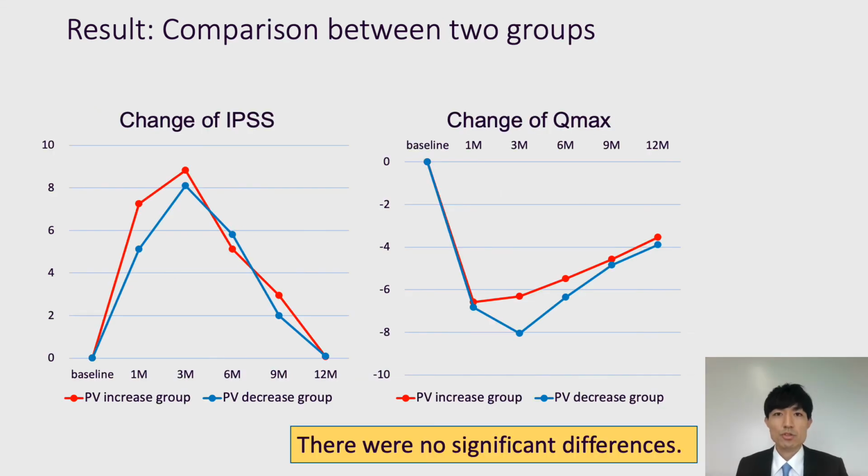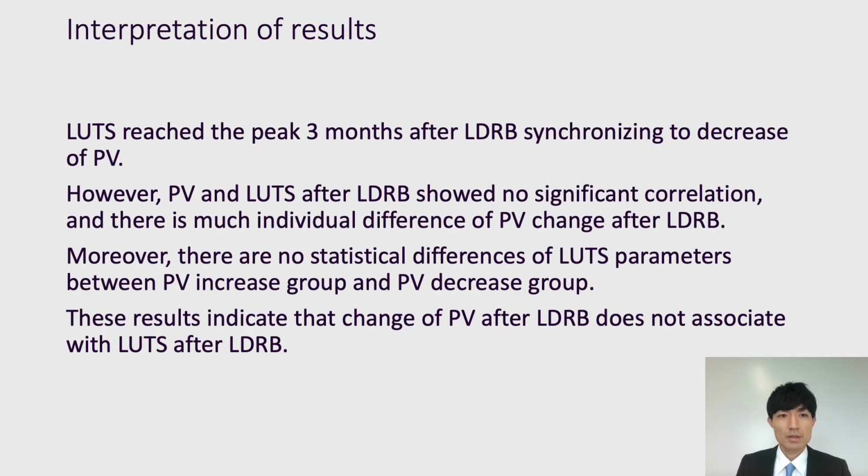These figures show comparison of IPSS and Qmax change between the two groups. There were no significant differences between the two groups. LUTS reached the peak 3 months after LDRB, synchronizing with the decrease of PV.